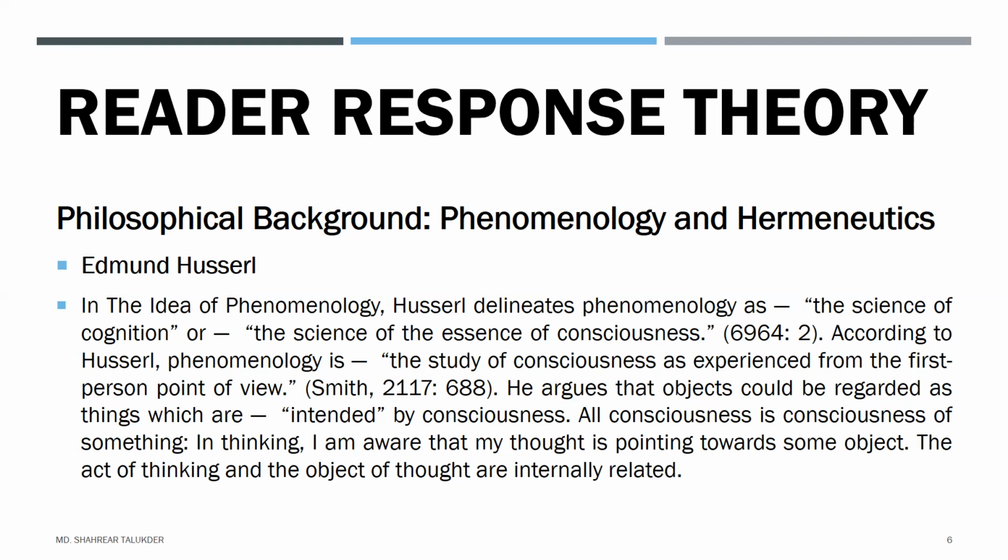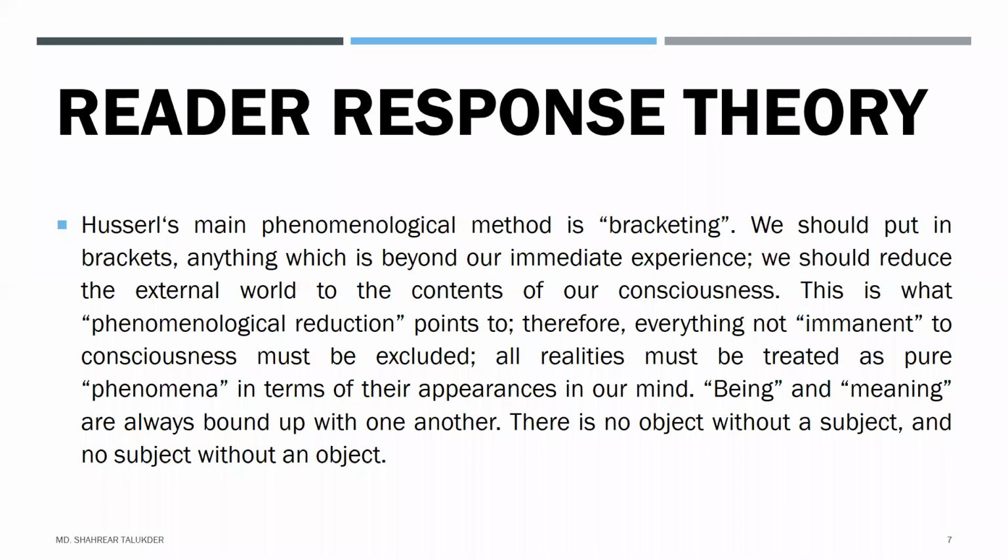Now, all consciousness is consciousness of something. In thinking, I'm aware that my thought is pointing towards some object. So I'm thinking about something and my thought directs me to that particular object. It's a very intentional thing. That means you have the intention to think about that particular object or thing in a different way. Now, the act of thinking and the object of thought are internally related. That means in your cognition, you know the thing and you have an idea about the object, and therefore you keep thinking about it, or you try to understand it.